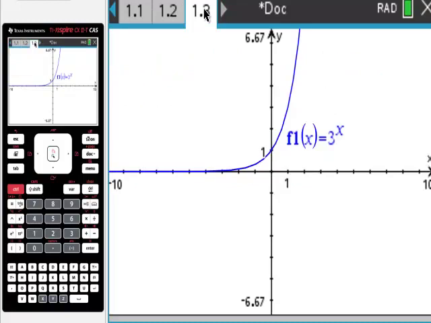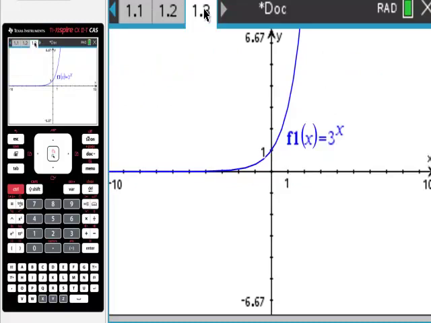Okay, just want to take a minute to analyze vertical and horizontal shifts in exponential functions. I am using a TI-Nspire CAS calculator, but that is not what this video is about. I'm just using this calculator to look at graphs. So let's start with this.